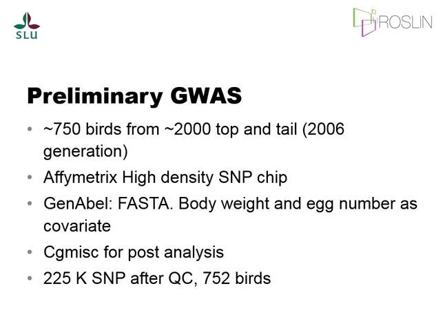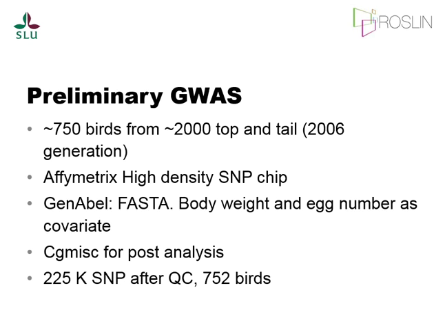We managed to get 750 with good quality genotypes. And again, these are top and tail birds. As I said, they were typed with the Affymetrix high-density SNP chip that has about 600,000 SNPs. But those 600,000 SNPs are chosen across a panel of breeds, so we don't expect all of them to be informative for laying hens.